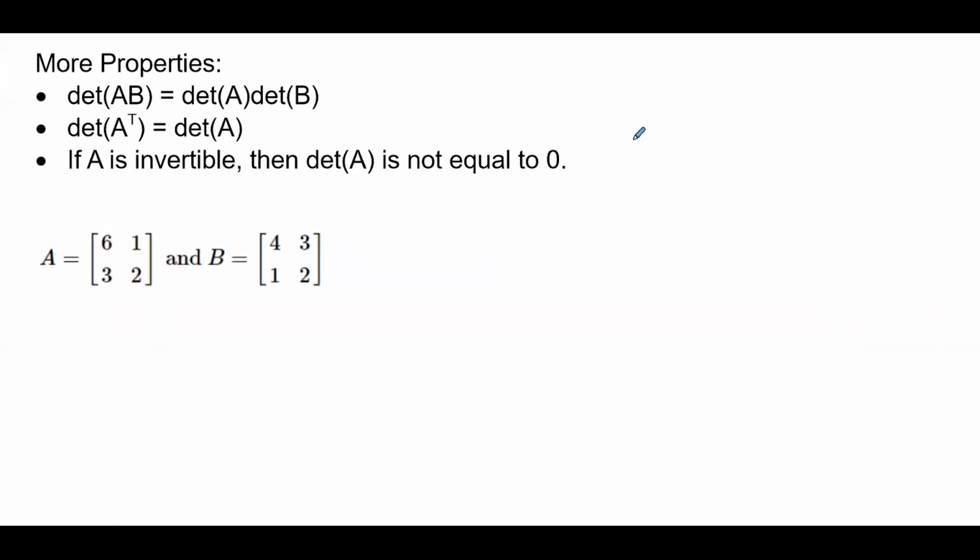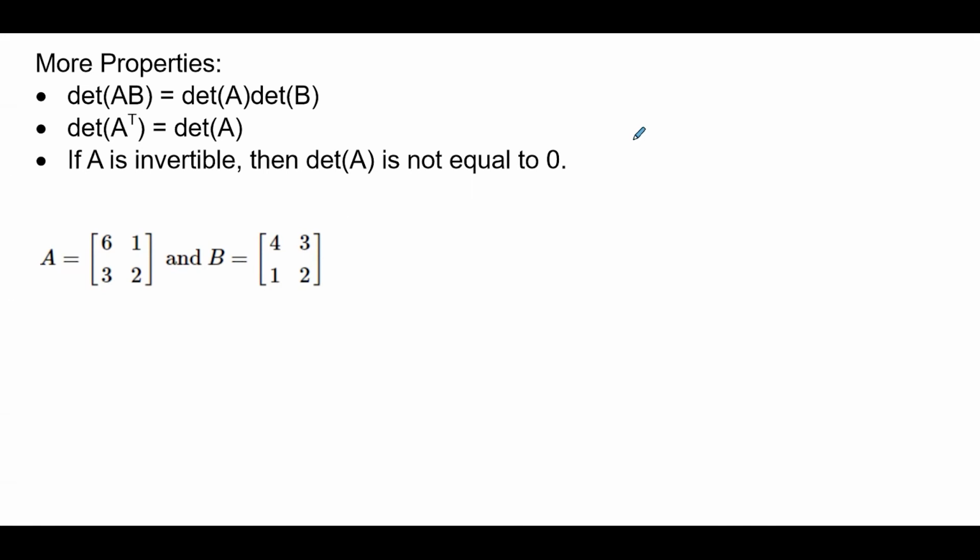So some other properties of determinants. If you take the determinant of a product of two matrices, it's the same as taking the determinant of one matrix and multiplying it by the determinant of the other. The determinant of the transpose is equal to the determinant of A. So that makes sense because you can cofactor expand any row or column, and when you take the transpose, you're just switching rows and columns. And then if A is invertible, then the determinant of A is not equal to 0, right? So that's something that we've talked about in the past. Okay, so just something to remember.